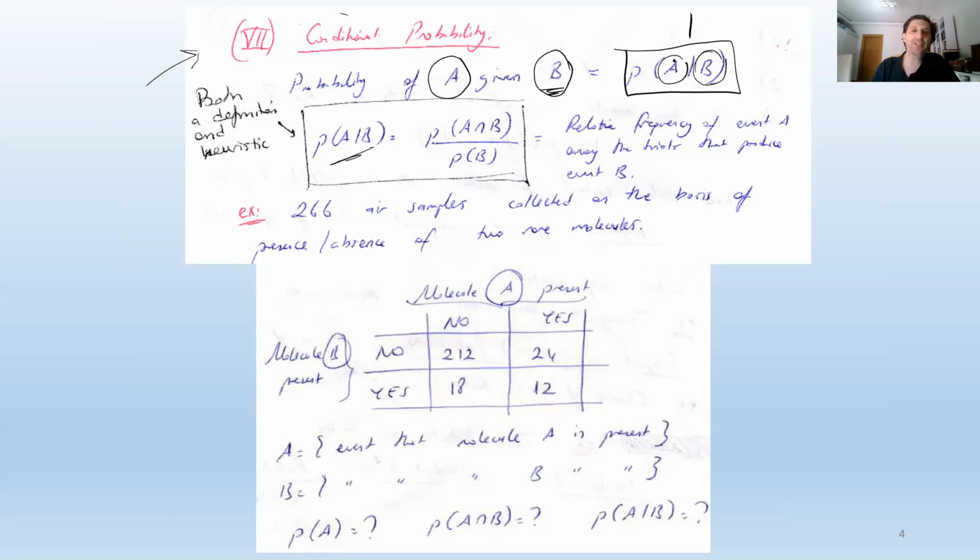And it is defined in this manner. This is only a definition in words. In mathematical terms, it is the probability of A intersection B divided by the probability of B. Now this may seem complicated, but actually it's not. It's very intuitive and very straightforward.